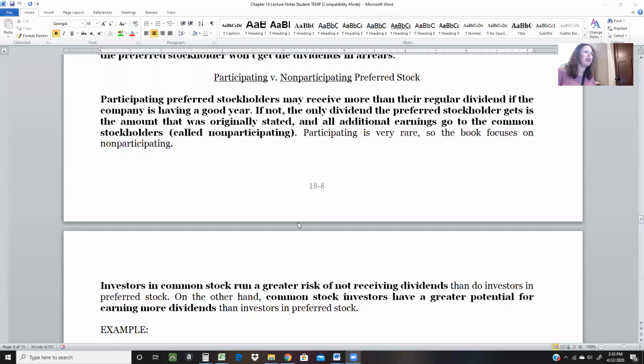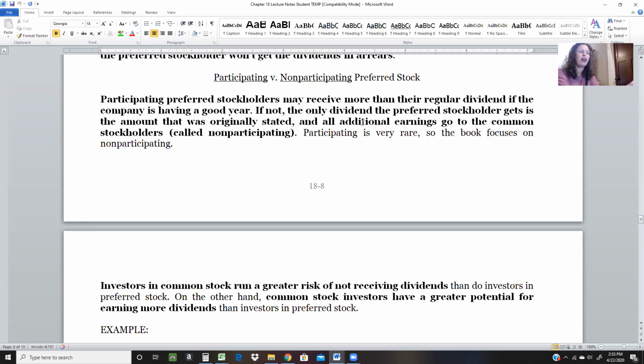I'm going to go through the second half of Chapter 18's lecture notes for Intermediate 2. I'm picking up right where we left off at participating versus non-participating preferred stock. So this is a new concept for us. Preferred stock in general is a new concept for us.